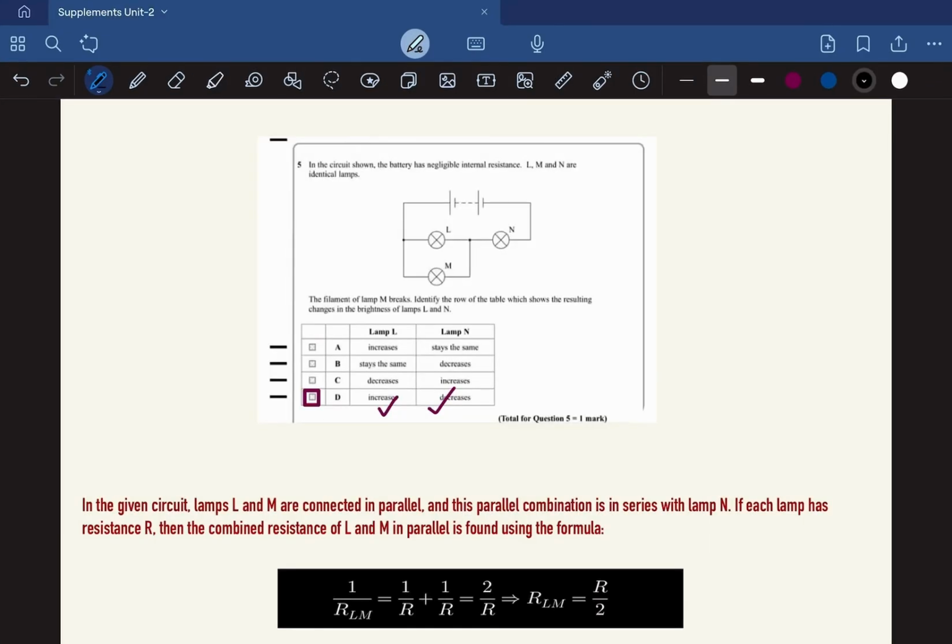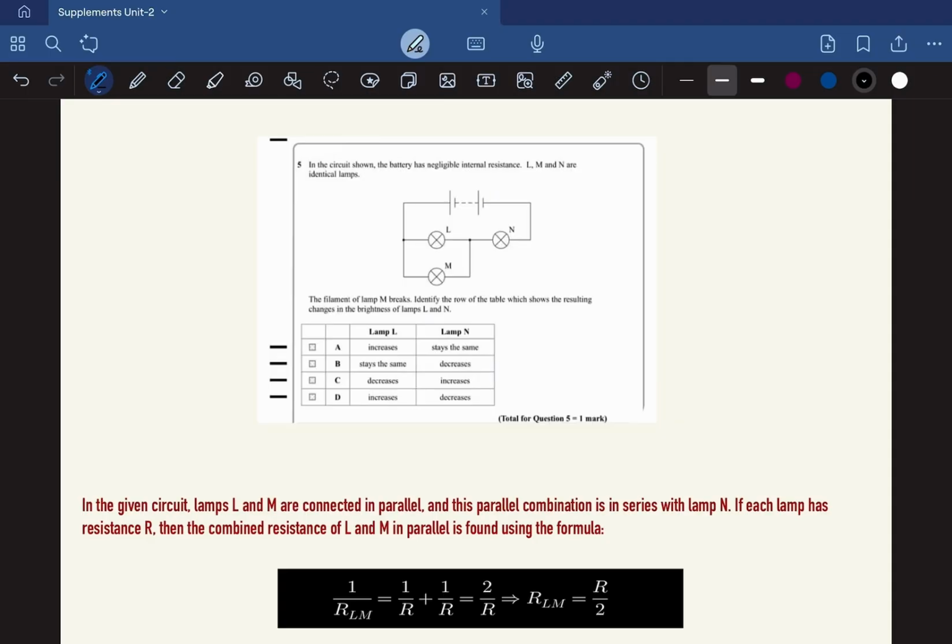Now let's have a look at this question. It says, in the circuit shown, the battery has negligible internal resistance. L, M, and N are identical lamps. The filament of the lamp M breaks. Identify the row of the table which shows the resulting change in the brightness of L and N.